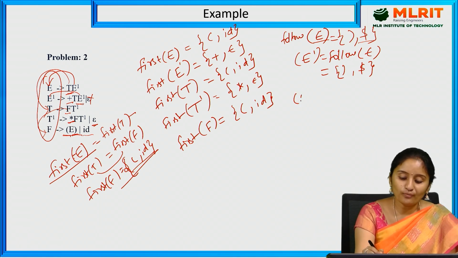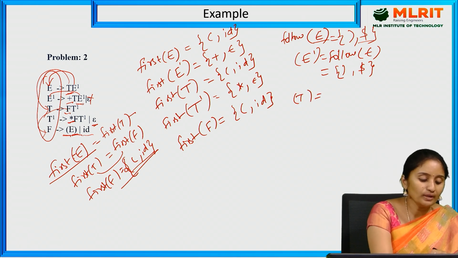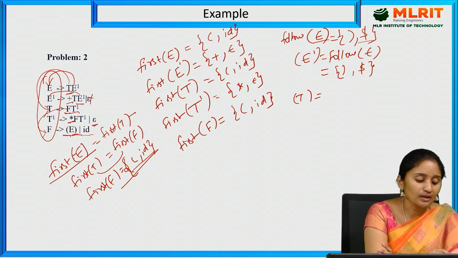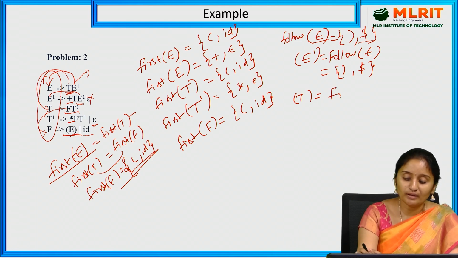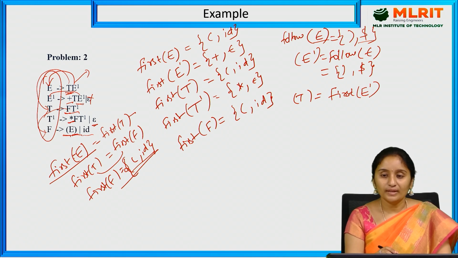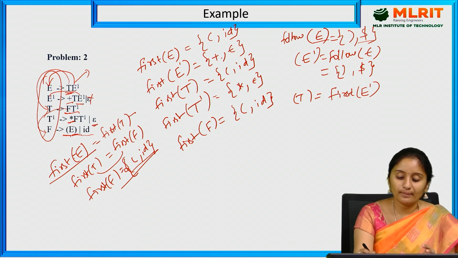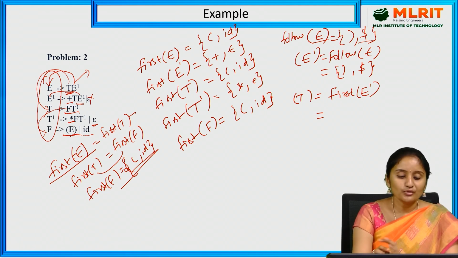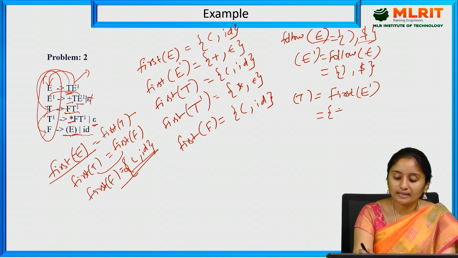Next, follow of T. What am I having here? F T dash. Check. Here in the first production, T is following a non-terminal. If it is following a non-terminal, we are going to write here first of E dash. So what is first of E dash I am having here? Plus comma epsilon. But the follow function won't accept epsilon. It accepts only dollar. So here I have epsilon, so I can write here plus.